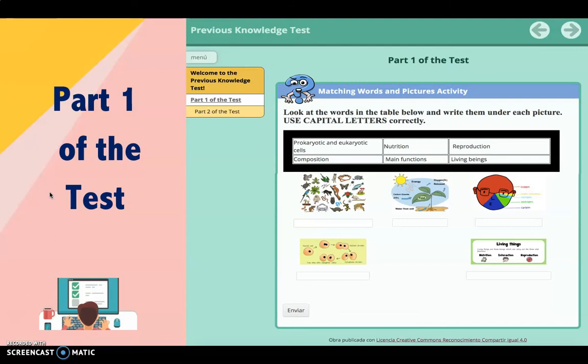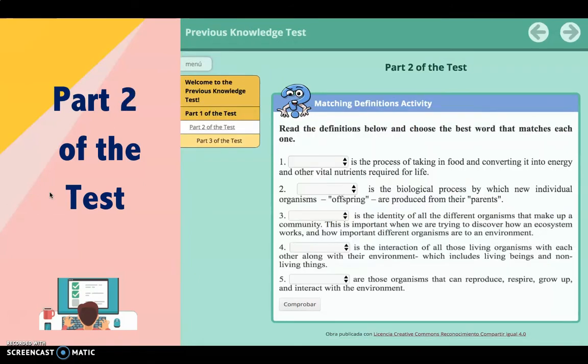So this is the first part of the test, in which students are going to look at the words in the table, and then they will write each word under the picture. They need to be careful with capital letters. In the second part of the test, the students will match some definitions. They will read the definitions below and they will choose the best word that matches each one.